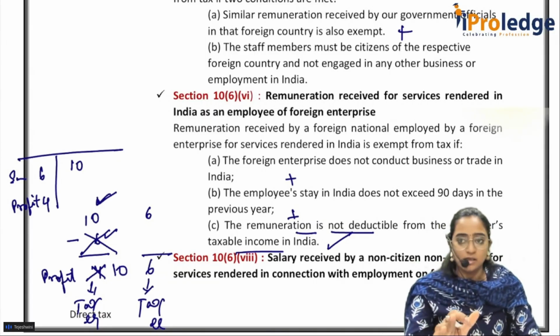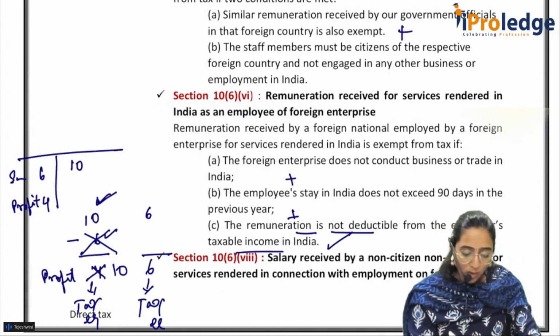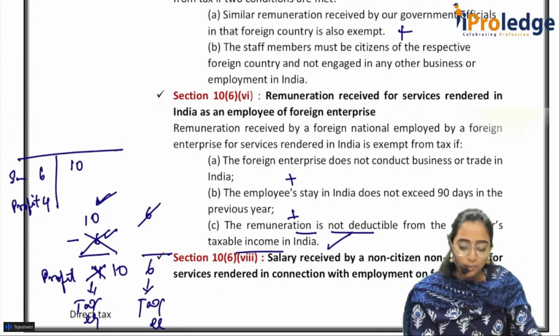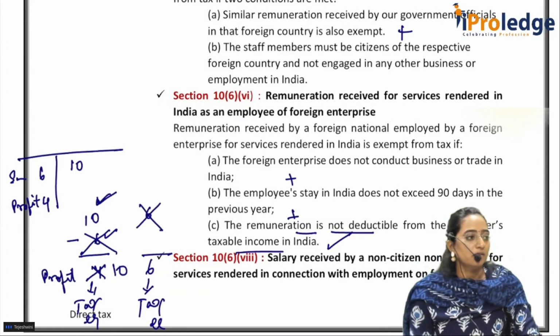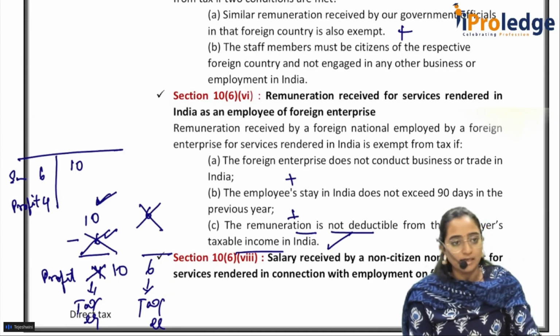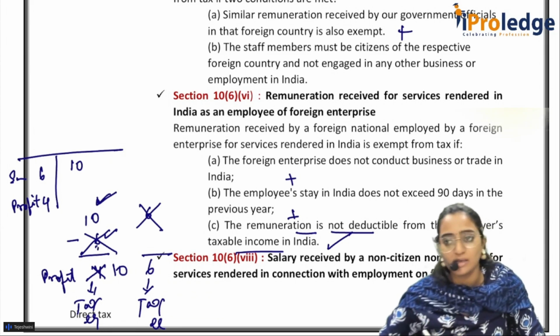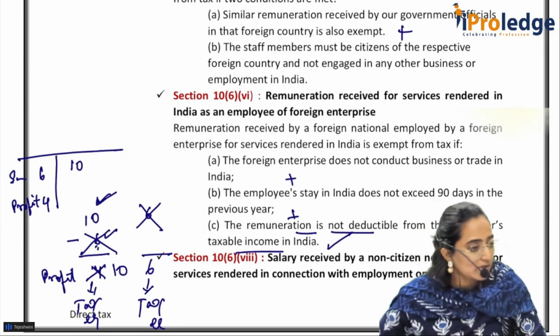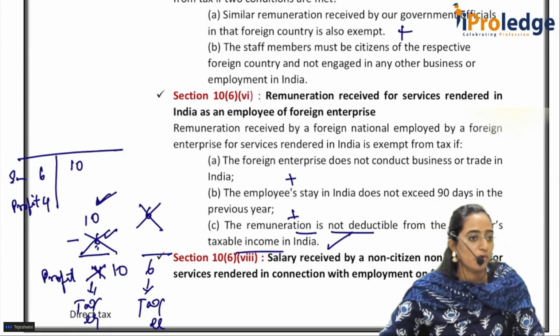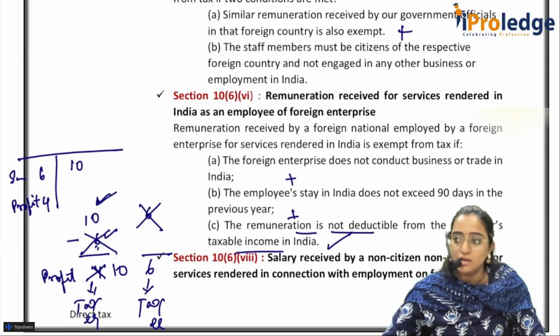Understanding? Hence, if the employer has done this, then the employee need not pay any tax on the salary. If the employer has not done this, so he has taken minus 6 over here, then you have to pay tax on 6. Ultimately, the government is getting tax on the 10. You are not paying, the employer himself is paying indirectly.